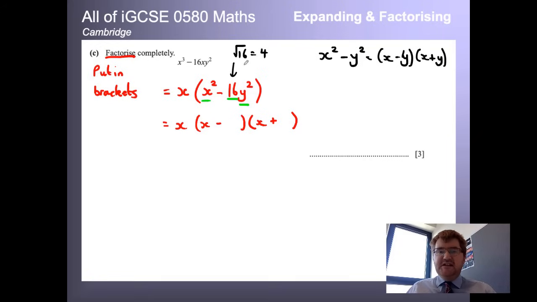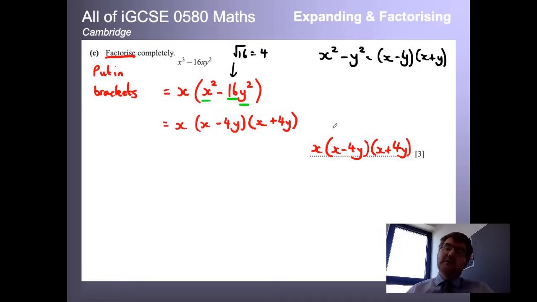Well, the square root of 16 is 4, and the square root of y squared is y. So we get this form here: x, open brackets, x minus 4y, x plus 4y. And that is going to be our answer, so we're going to write it in nice and clearly. If you're in the exam and you have time, then by all means use FOIL to expand out the bracket, times everything by x, and then you can check whether you actually get the same answer. Remember, expanding and factorizing are opposite operations of each other.